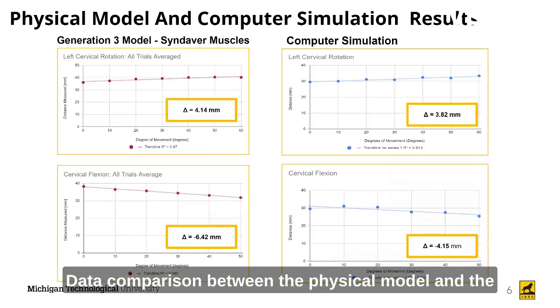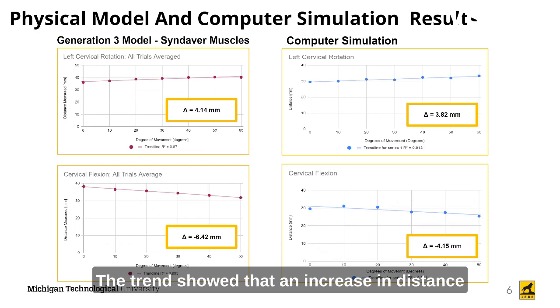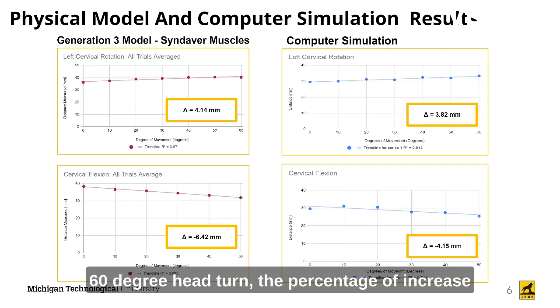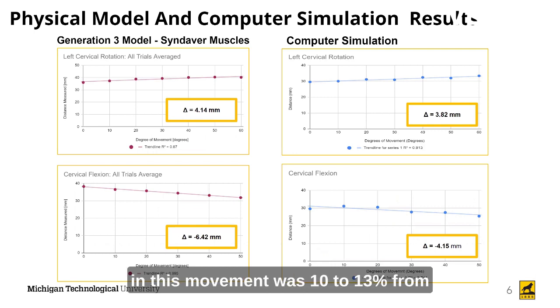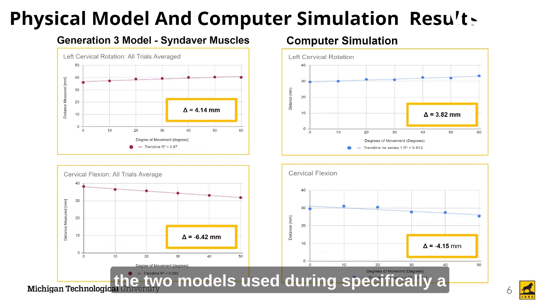Data comparison between the physical model and the OpenSim model showed that the trends for each movement were similar. For the left cervical rotation, the trend showed an increase in distance from the baseline position, looking straight forward, to the 60-degree head turn. The percentage of increase in this movement was 10 to 13% from baseline between the 2 models. For cervical flexion, or looking downward, we saw a decrease in distance between the 2 models used, specifically a 14 to 16% decrease from baseline values.